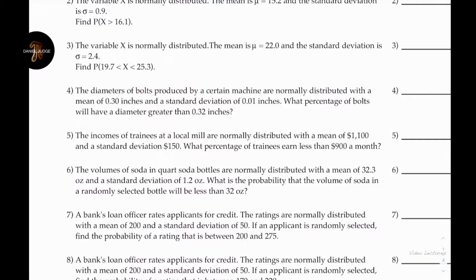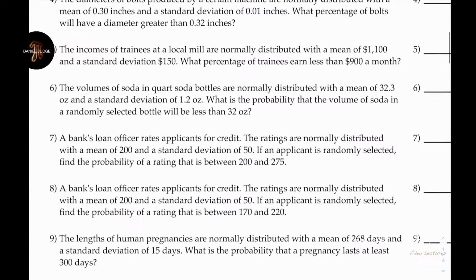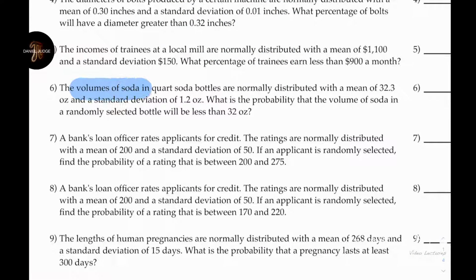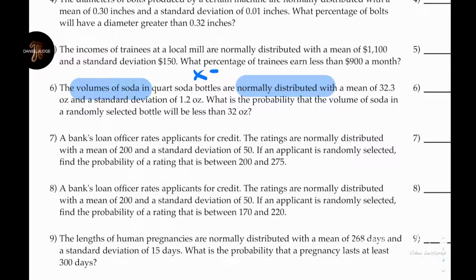Let's read number 6. Number 6 says the volumes of soda in the soda bottle are normally distributed. So X is the volume. This is your random variable X, and they're saying we have a mean of 32.3 and a standard deviation of 1.2.